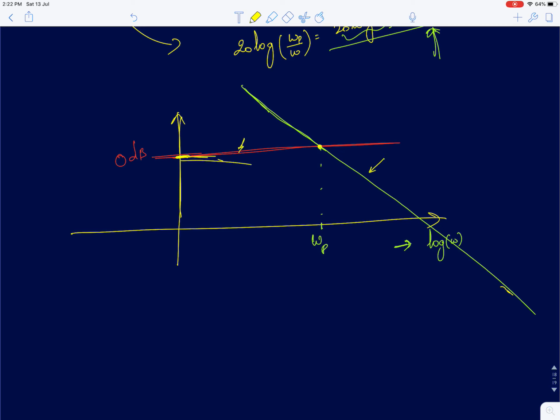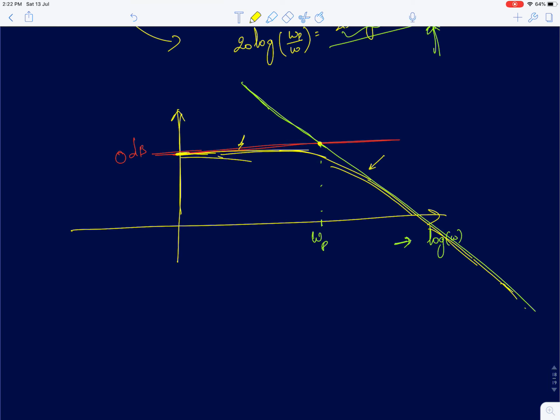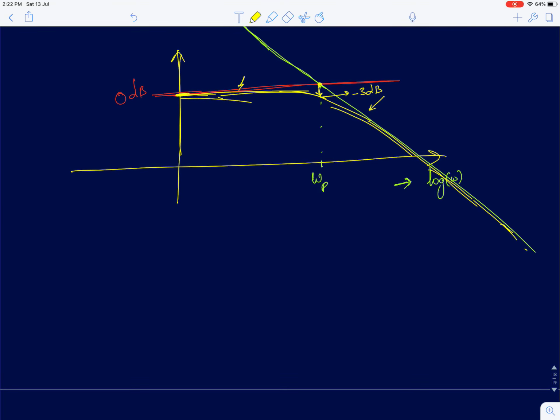So meaning it will touch at 0 and it will touch at infinity. It will almost touch these functions asymptotically. At omega equal to omega p, it reduces by minus 3 dB. I mean 20 log of 1 by root 2 is minus 3 dB. Okay, so that's how you plot it. You just show the minus 3 dB at the pole, then the yellow curve is your Bode plot.